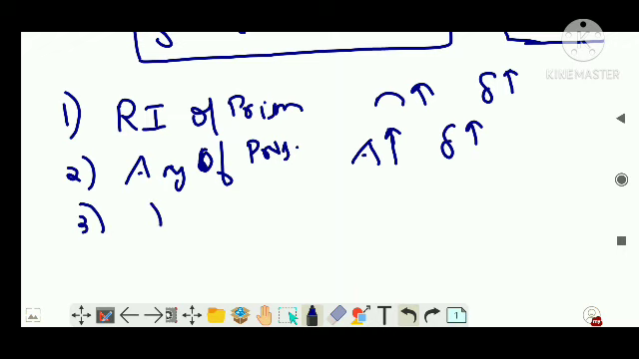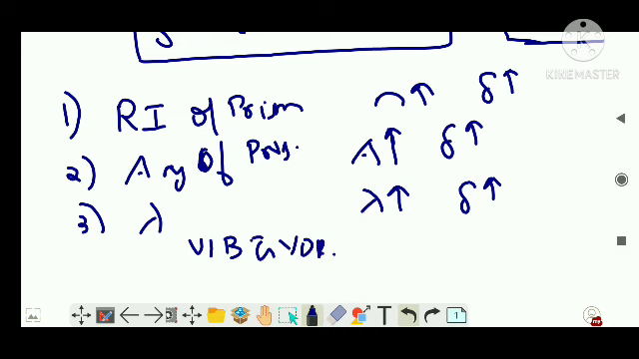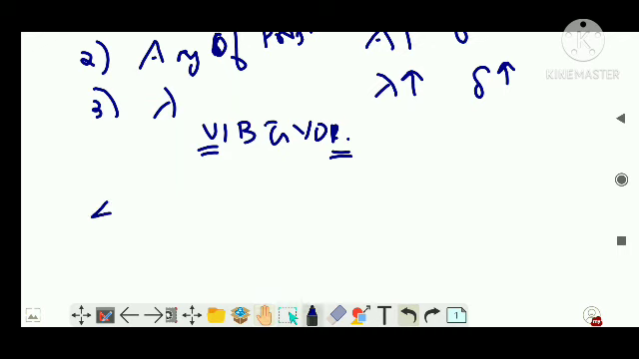Now third, the wavelength of the light. When the wavelength decreases, the deviation increases. Clear? In VIBGYOR, which has the lowest wavelength? Violet, right? So it will have the maximum deviation. Red has the maximum wavelength, so it has the minimum deviation.